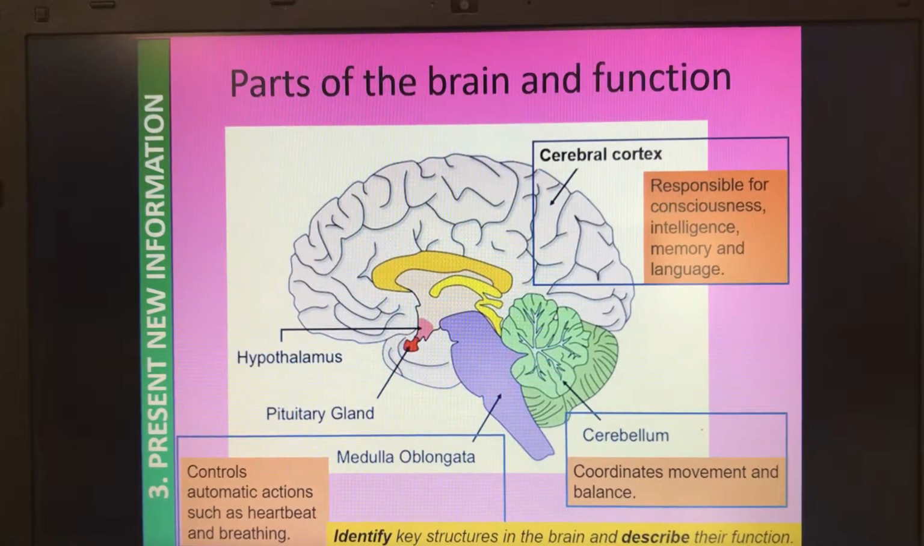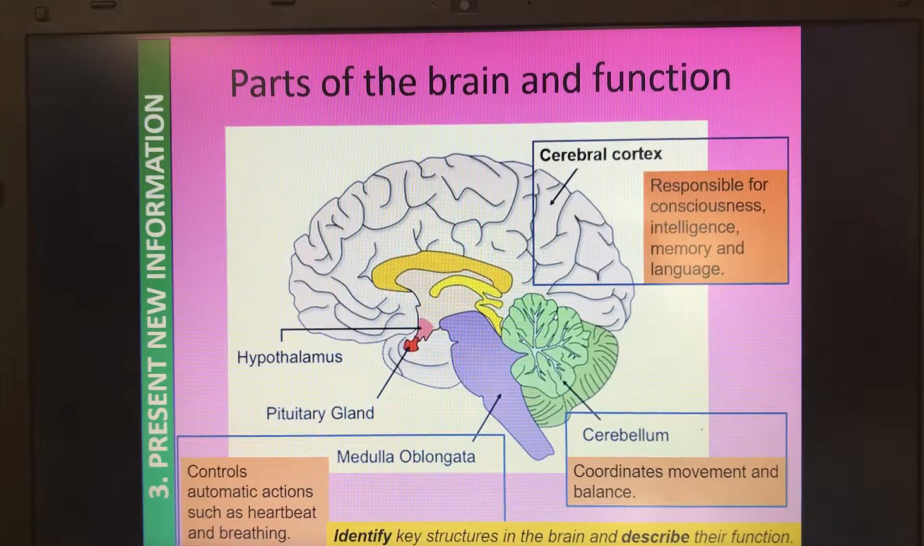I've added onto this picture as well the pituitary gland, which is very, very small in the centre there, coloured red, because we refer to that so much in this topic, and also the hypothalamus, which is just above the pituitary gland, and that one's involved in temperature control.